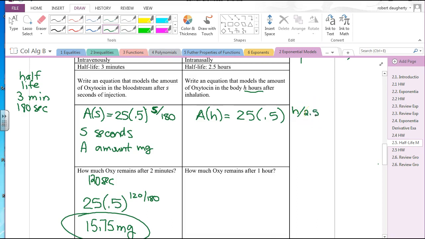So here's a formula for the nasal version that says the amount that you have left based on the number of hours is 25 times 0.5 to the H over 2.5, which is the half-life. So H is in hours and my amount is in milligrams of oxy that are left. How much oxy is left after 1 hour? What do I do with this? Yeah, H is equal to what? 1, okay? So this is going to be 25 times 0.5 to the 1 over 2.5.